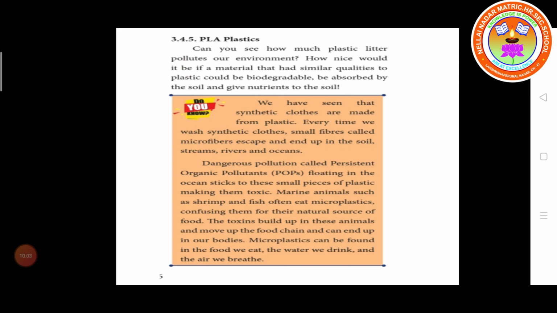So microplastics can be found in the food we eat. Mostly marine animals consume these microplastics, and they finally end up with us because we consume the fish. Microplastics can be found in the food we eat, the water we drink and the air we breathe. So everywhere microplastics are present.